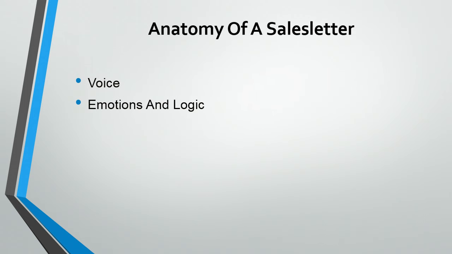Then we're going to talk about emotions and logic. When you appeal to a certain customer, you don't know if they're predominantly right-brained or left-brained, and therefore you don't know if they're predominantly thinking from the logical point of view or from an emotional point of view. So what we need to do is cover both. So we're going to talk about how you cover both emotions and logic. So you appeal to both sides of the brain and you appeal to both types of people, those that are more governed by emotion or those that are more governed by logic.